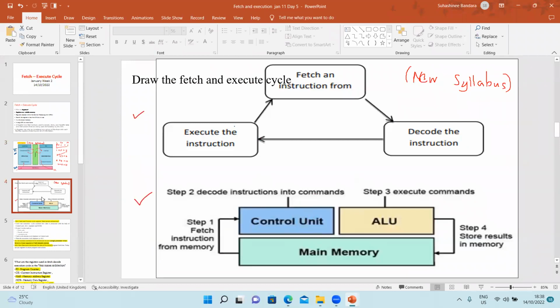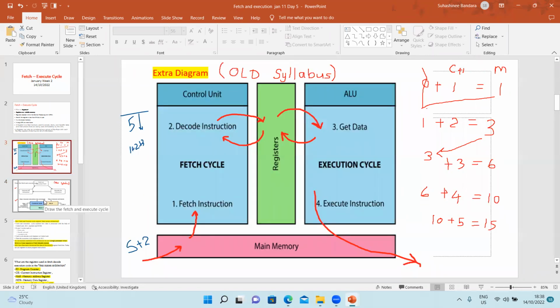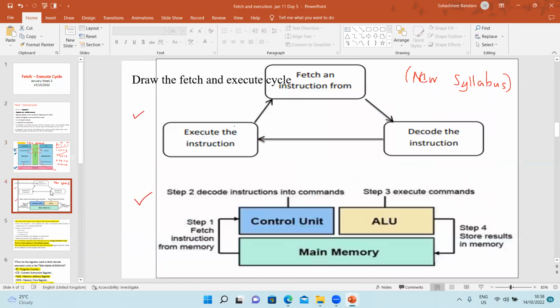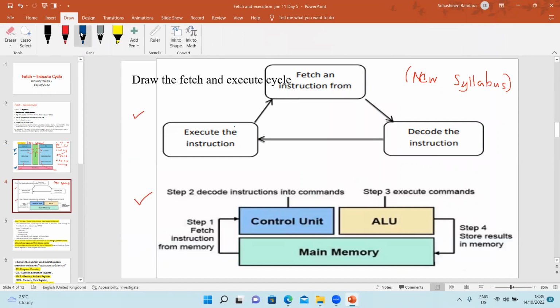But in the new syllabus we have this diagram. This diagram is mainly based on the previous diagram, so you should have the basic idea of the previous diagram. Before execution, it is starting from the fetch. Why? From the random access memory, data passes to the control unit. So the starting point should be the fetch. The first step should be fetch in this diagram. Here, number 1 should be there.